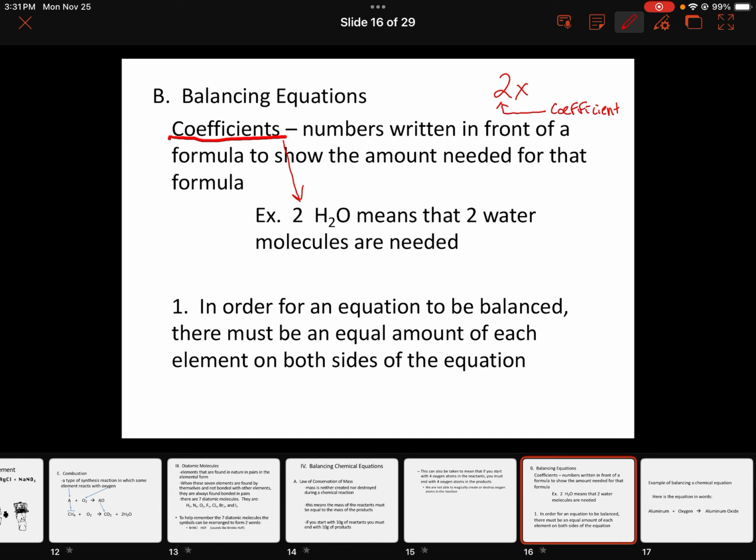And so when I put a 2 out front, that means I need 2 water molecules. Well, here's H2O. But if we have 2 of them, that means I have 2 oxygen and 4 hydrogen because I have 2 molecules. And so we're going to start doing a little bit of math. Luckily, it's really simple math, but we are going to do a little bit of math.